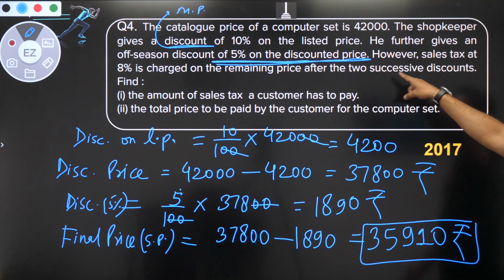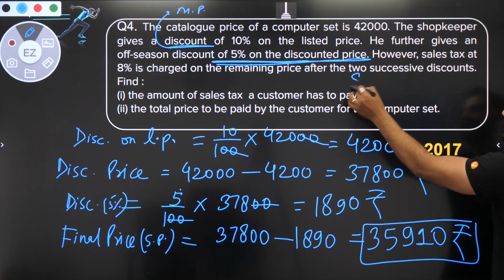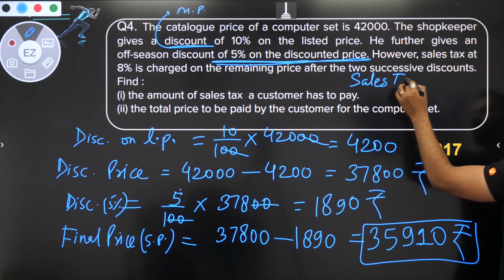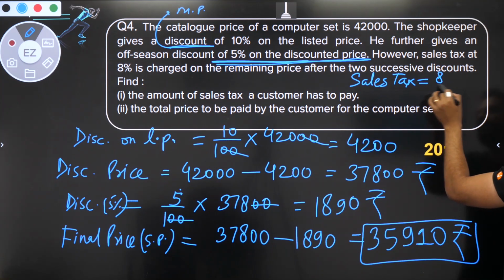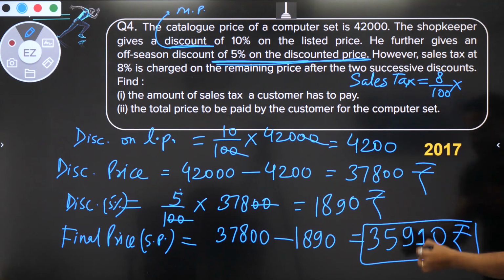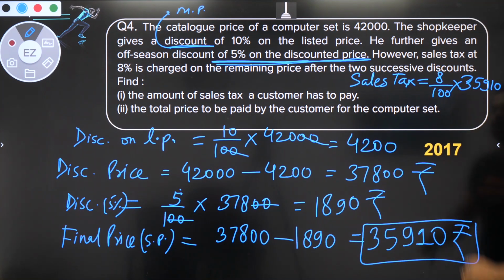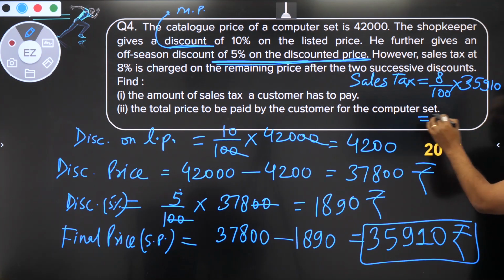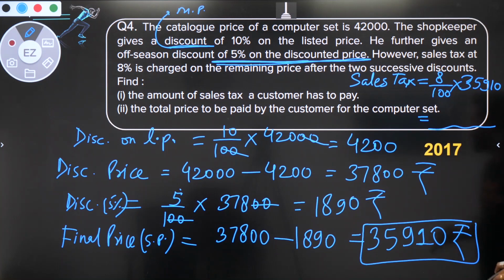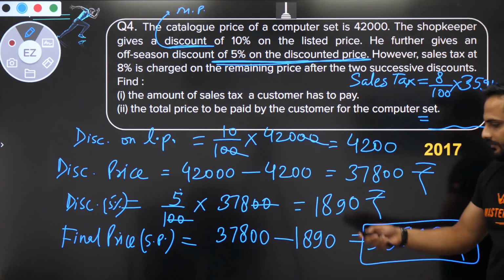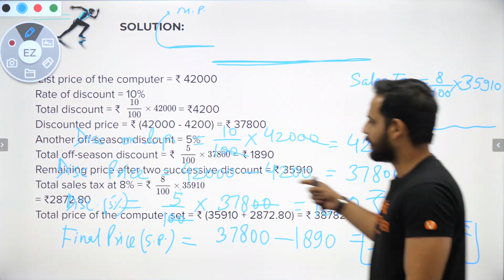So now I need to find out the sales tax. Boy, what is the sales tax? 8%. So I can say that the amount of sales tax will be equal to 8% of 35910. Right? So this part I will calculate. Whatever answer I am getting, that sales tax, if I add into the selling price, I will get my final price. So I'll just show you the calculation.